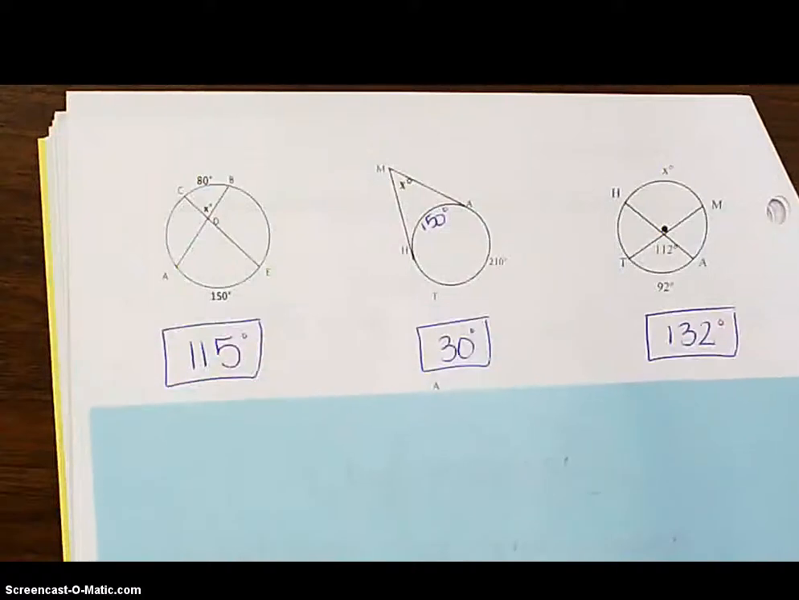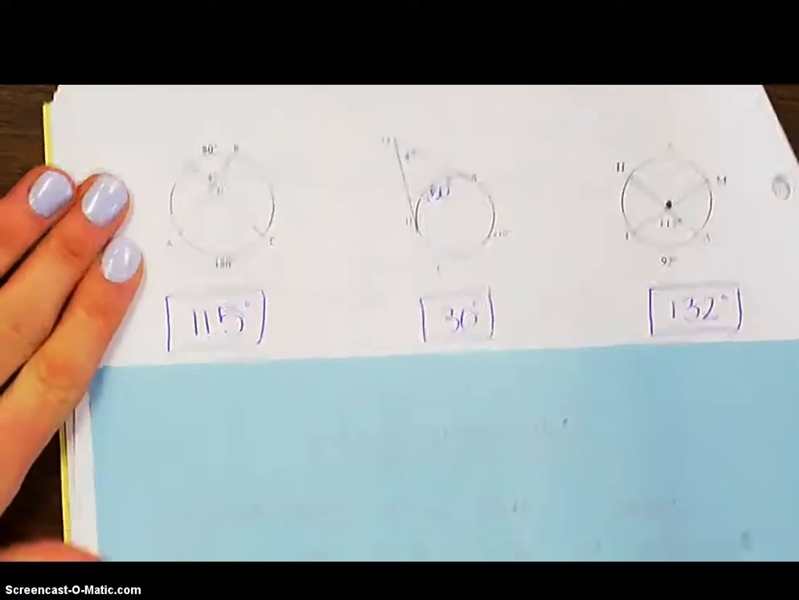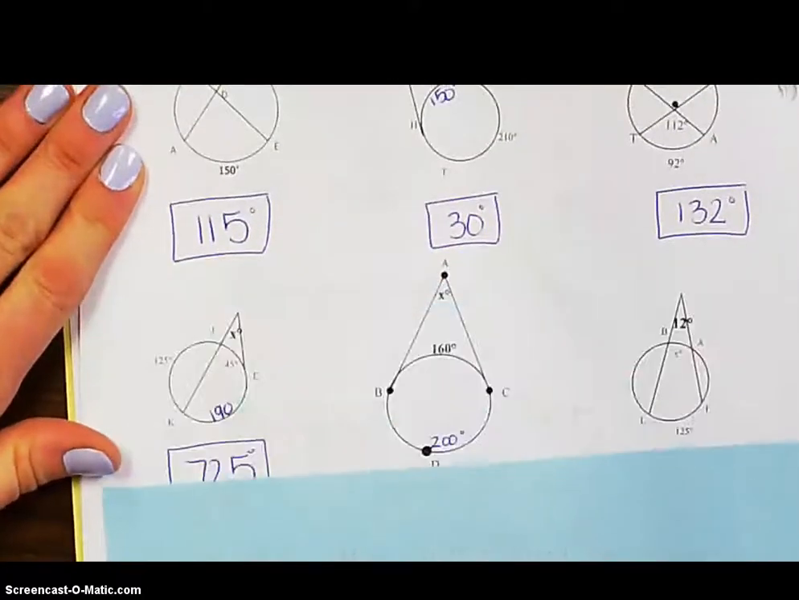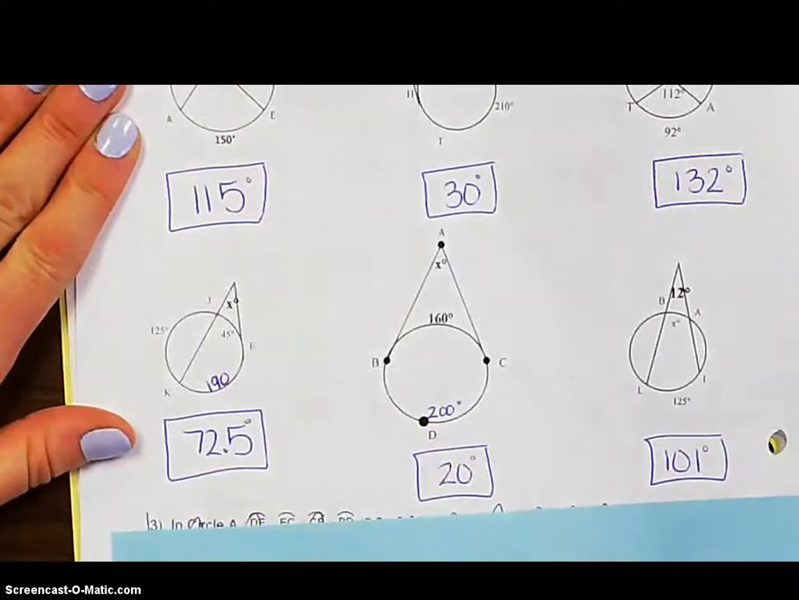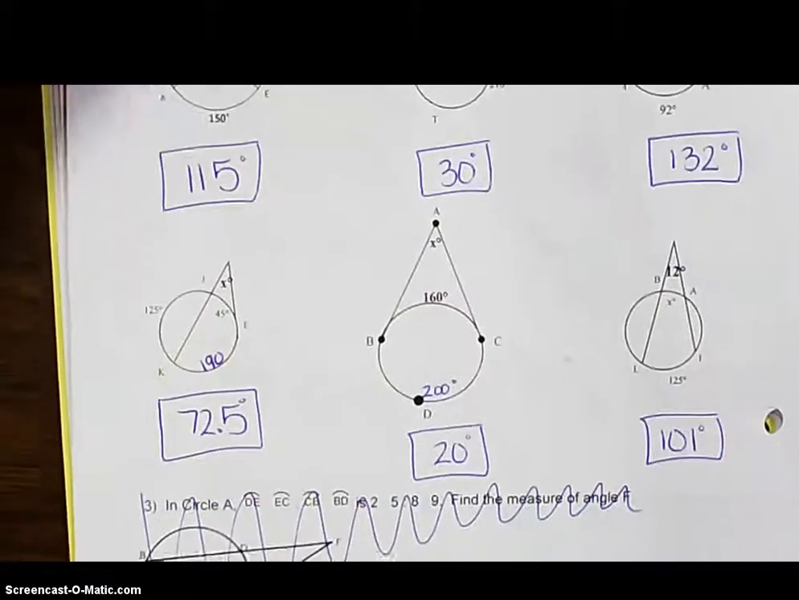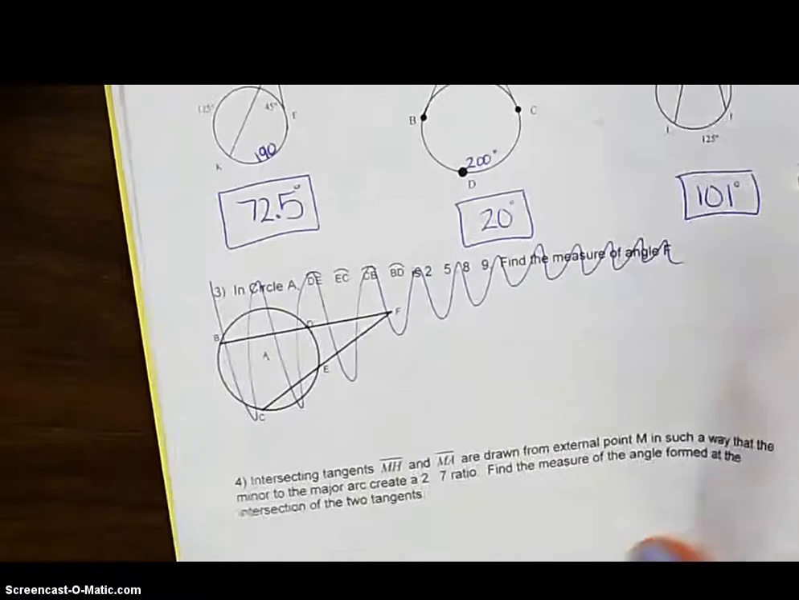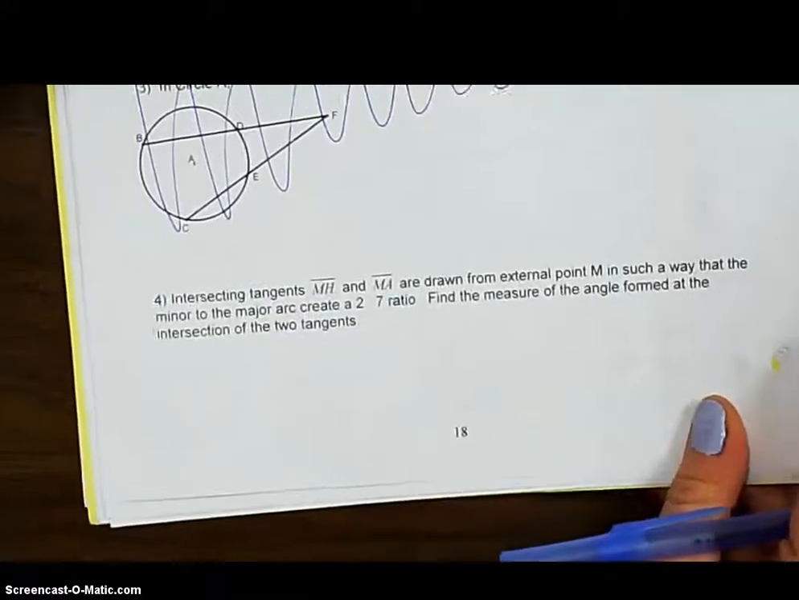All right, let's go ahead and take a look here. So did we get 115, 30, 132? And then if we go down to the bottom then, we get 72.5, 20, and 101. All right, we're going to keep moving on then. So number 3 we're going to skip. Let's take a look here at number 4.